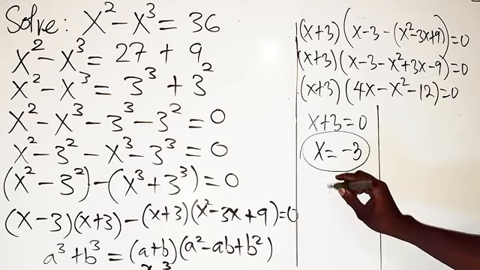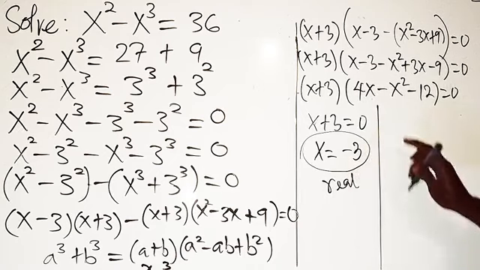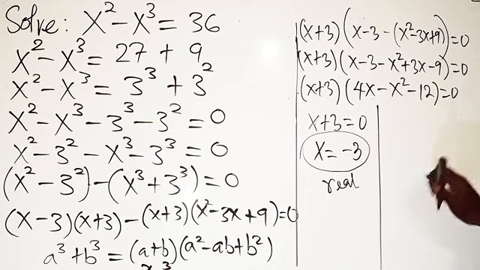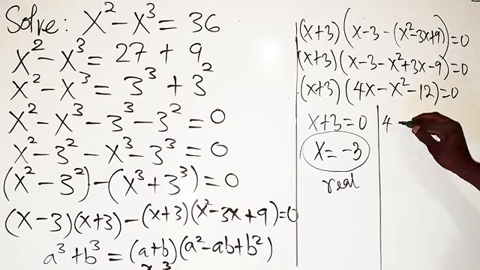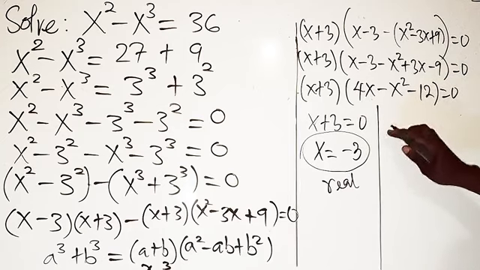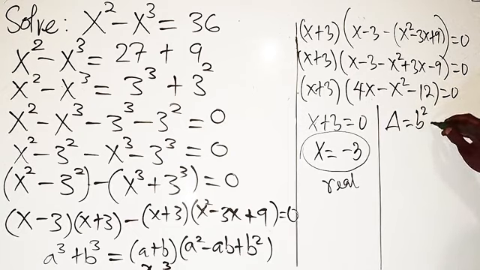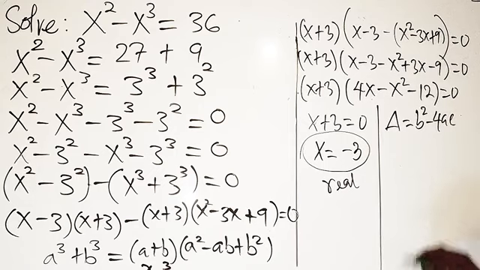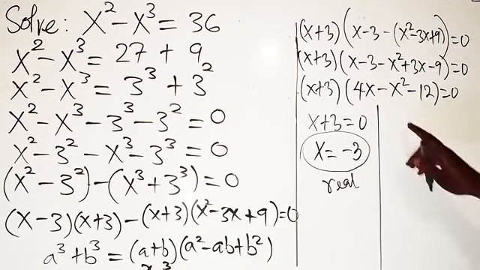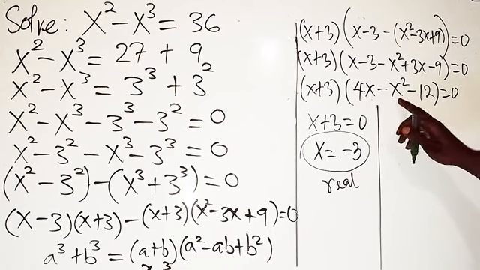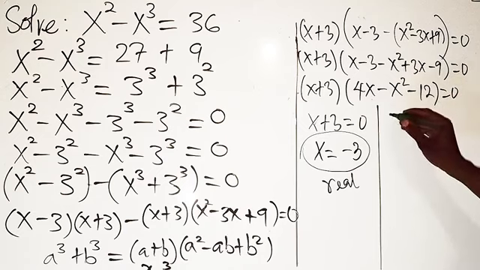This is real. Let's check the nature of the second solution. We have 4x. If you want to get the nature, we're going to apply the discriminant, b squared minus 4ac. Now, by having the leading coefficient to be positive.